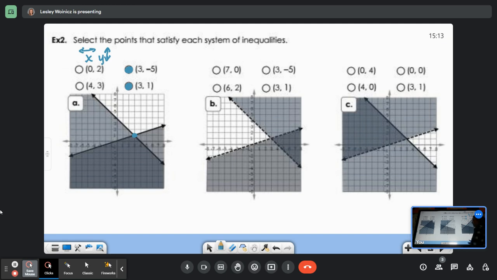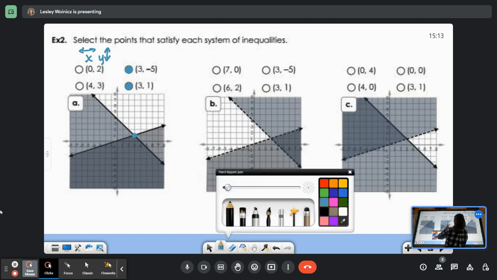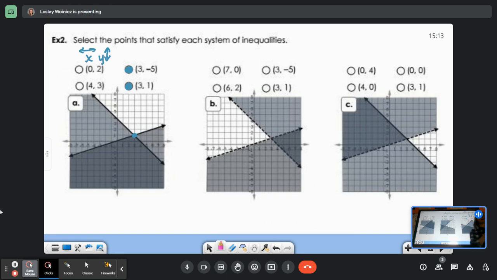Okay. Now this one has different shadings, same boundaries, but they're dashed this time. So remember, a dashed boundary shows us where the boundary is, but it's not solutions because it's not shaded. All right, what about 7, 0? 7, 0 is over here. Yes. Okay, 0, 7 is not, but that's not the point we got.